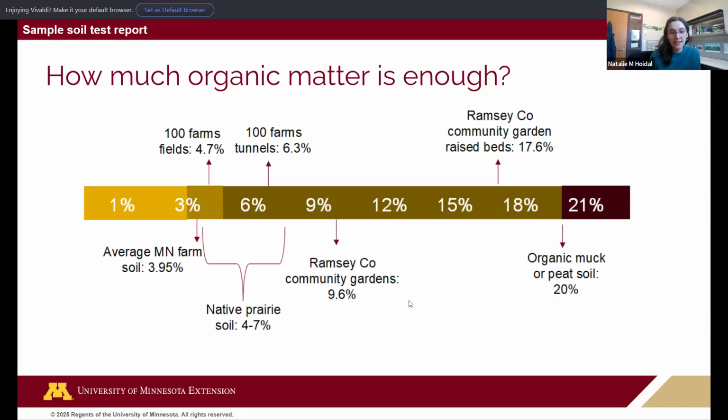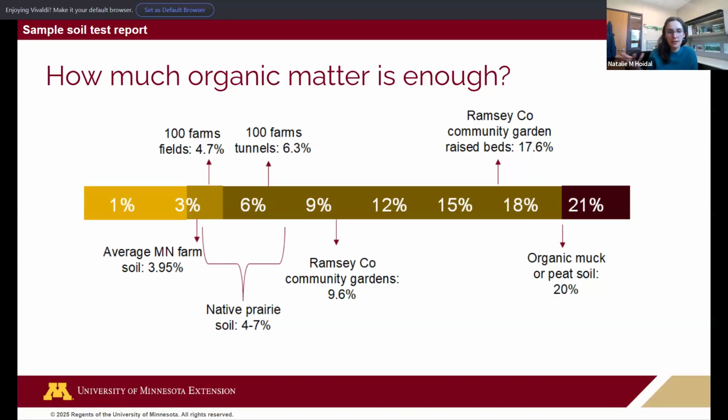In 2022, I did a study of, I think, 22 community gardens with Ramsey County, and we were at 9.6% organic matter, and the raised beds in those community gardens had 17.6. So we tend to see pretty high organic matter in gardens in Minnesota, in part because we are constantly adding compost and mulches to those soils.